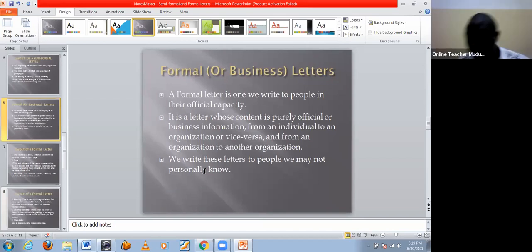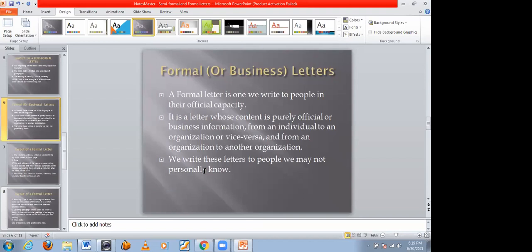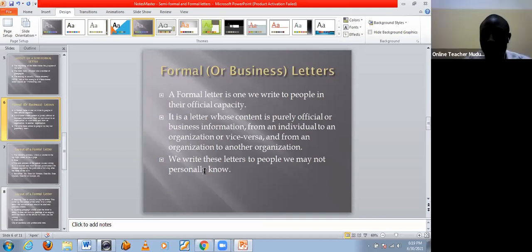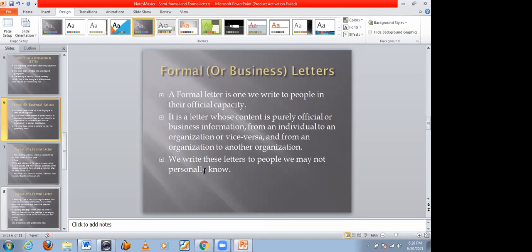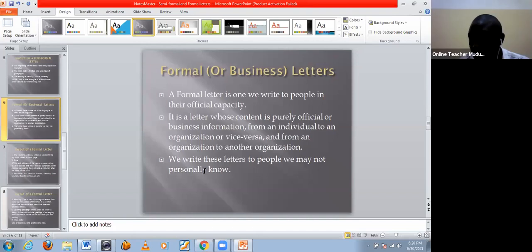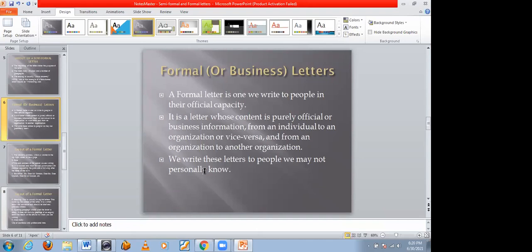Any other question? Last question? There's a question from Temwani Mwale. I'm sorry. I didn't get the definition for semi-formal letter. Okay, Temwani didn't get the definition of a semi-formal letter. Is there anybody there who wants to help Temwani with the definition? Anyone who wants to come in?